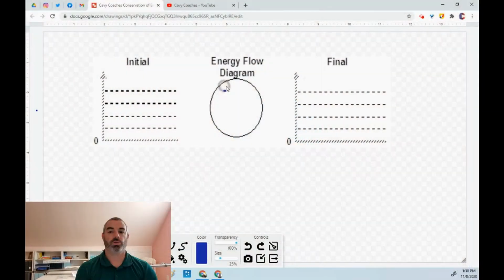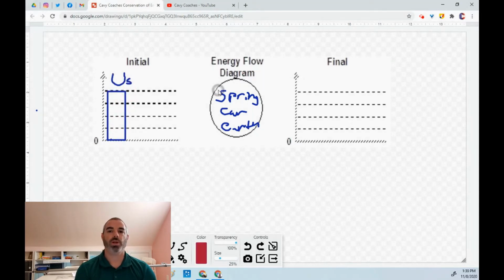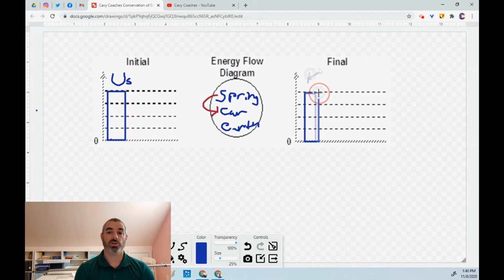All right, so we're going to draw an energy bar chart. The first thing we have to do is define the system. In the system we have the spring, the car, and the earth. Of those things in the system, what has energy to begin with? We know that the spring has energy, so that's stored spring energy. So we draw a bar and label it stored spring energy. Then we know that the energy is transferred from the spring to the car. So for this situation, we have all of that stored spring energy changing into kinetic energy of the car.